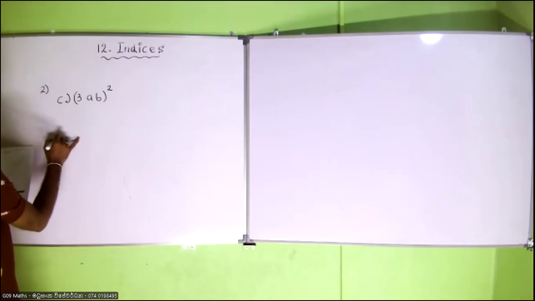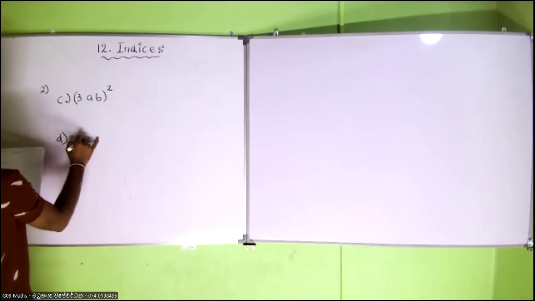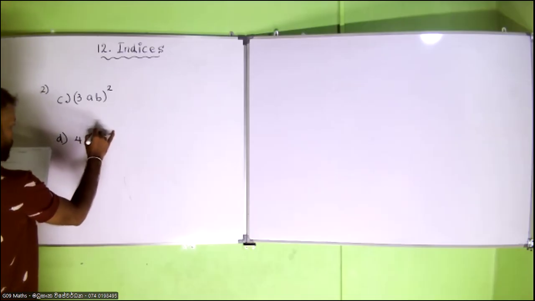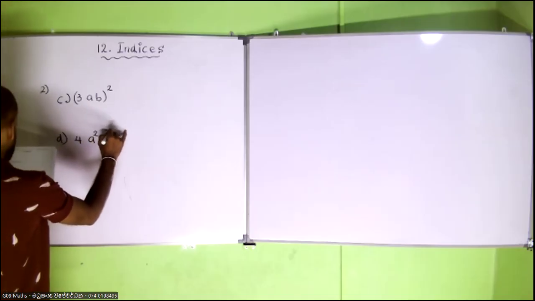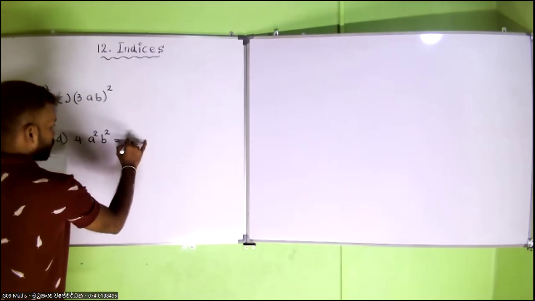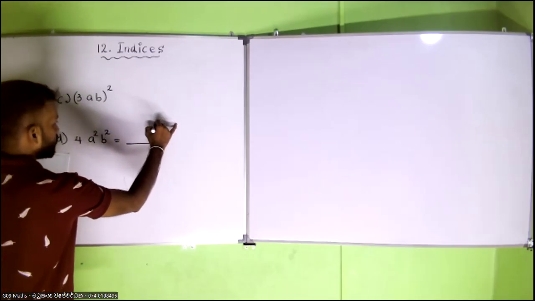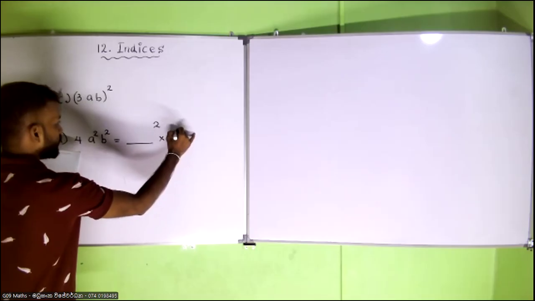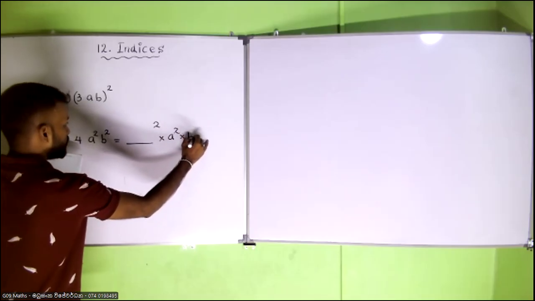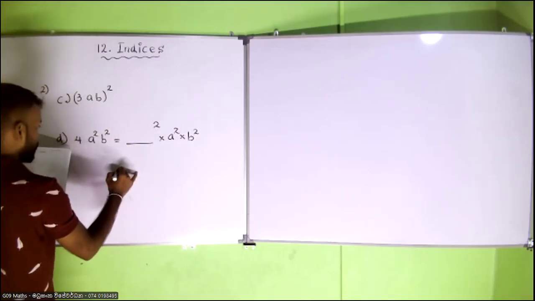And part D. 4 times A to the power 2, B to the power 2 equals blank space power 2 multiplied by A to the power 2 multiplied by B to the power 2. Right, then next.